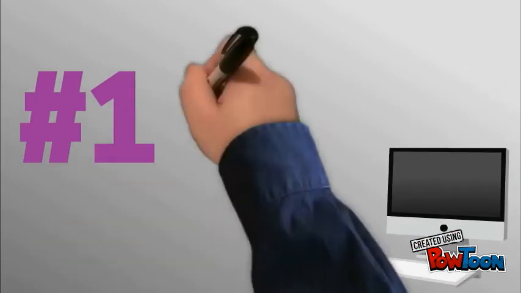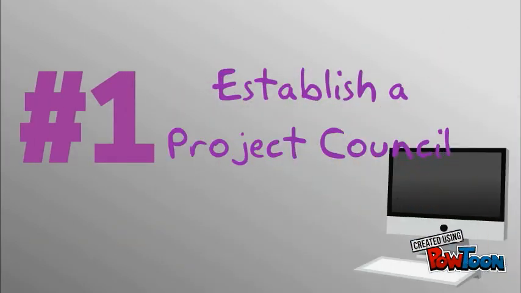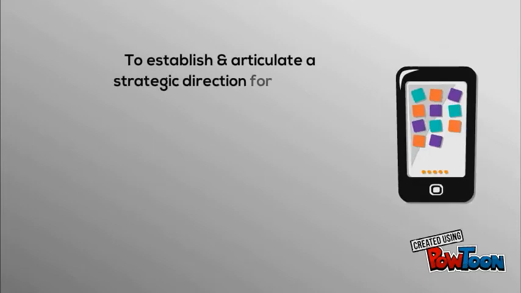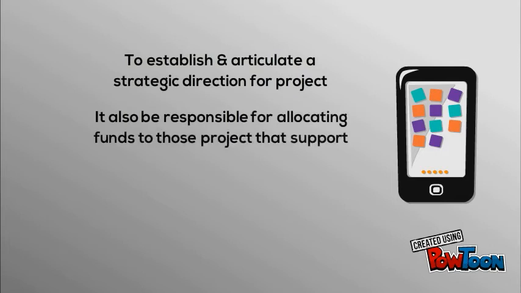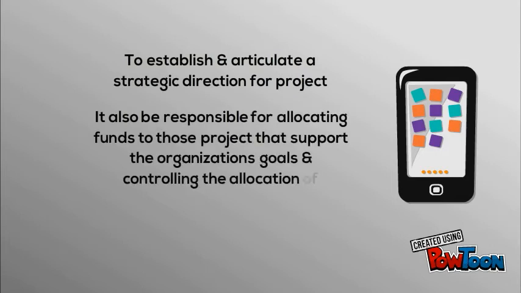Step 1. Establish a project council. To establish and articulate a strategic direction for projects. It would also be responsible for allocating funds to those projects that support the organization's goals and controlling the allocation of resources and skills to the projects.